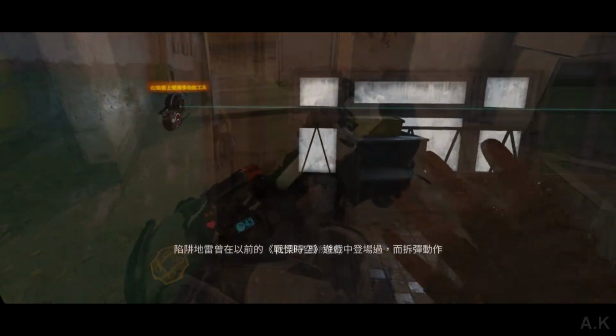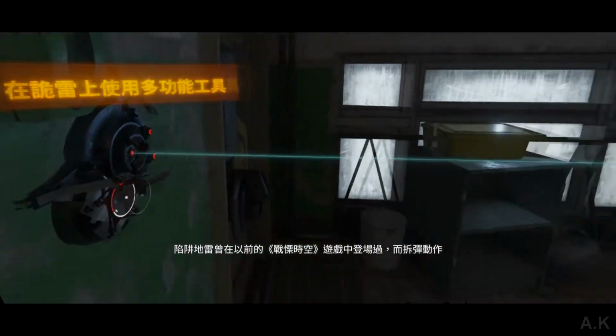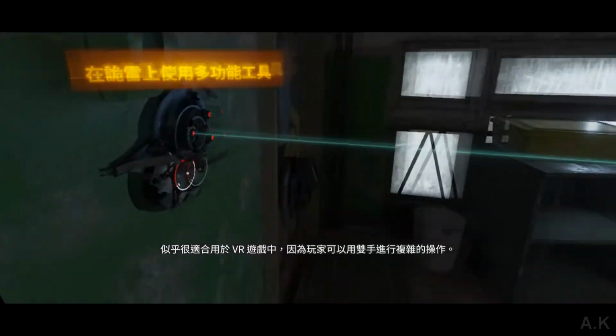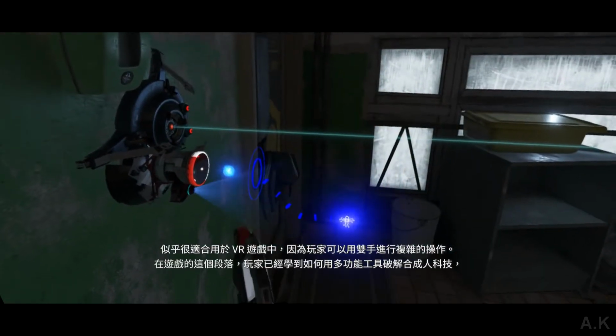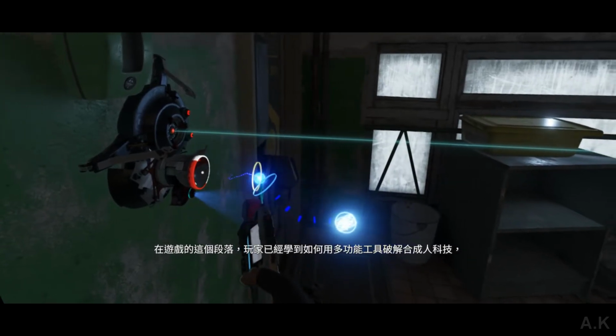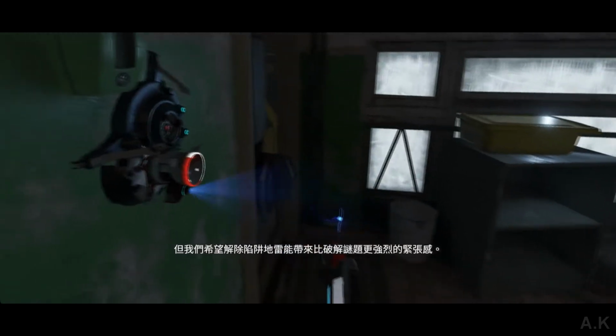Trip mines have appeared in prior Half-Life games, and the act of defusing them seemed like a natural fit for a VR game, where players can perform complex operations with their hands. By this point in the game, players have already learned how to hack Combine technology with their multi-tool, but we wanted defusing a trip mine to be more tense than the hacking puzzles.